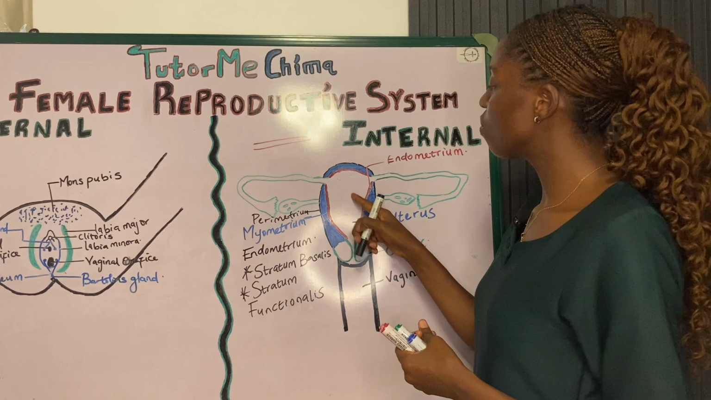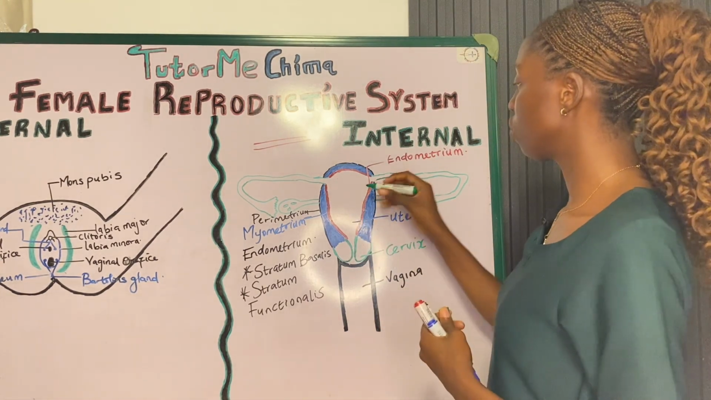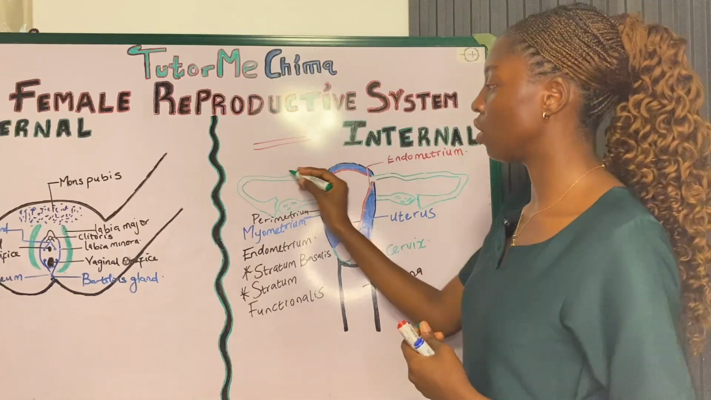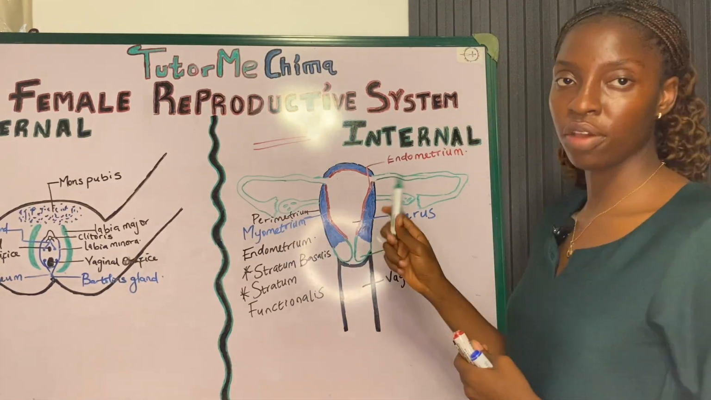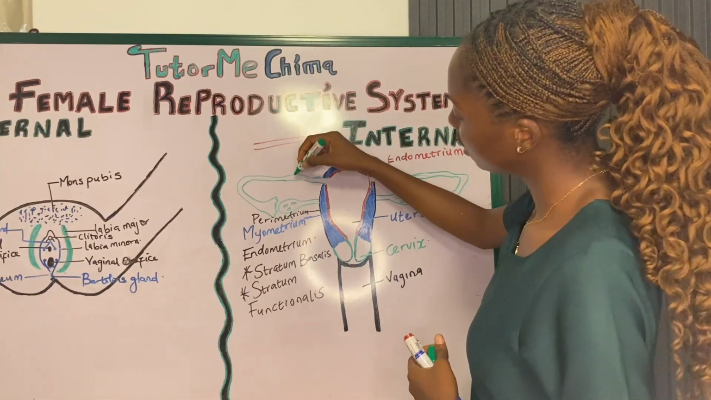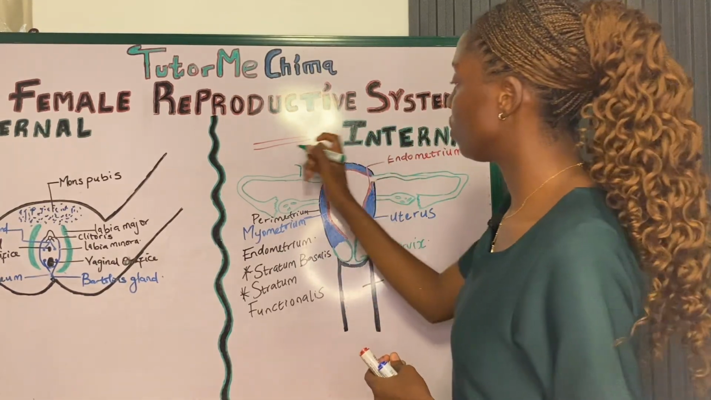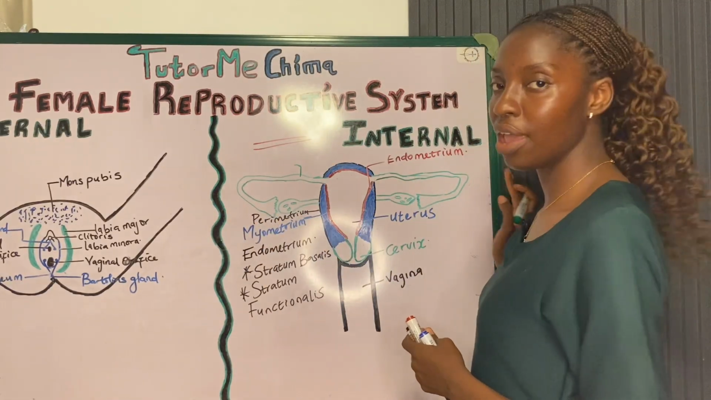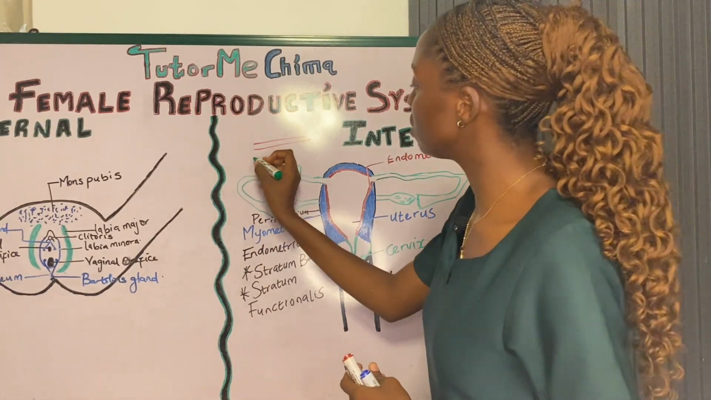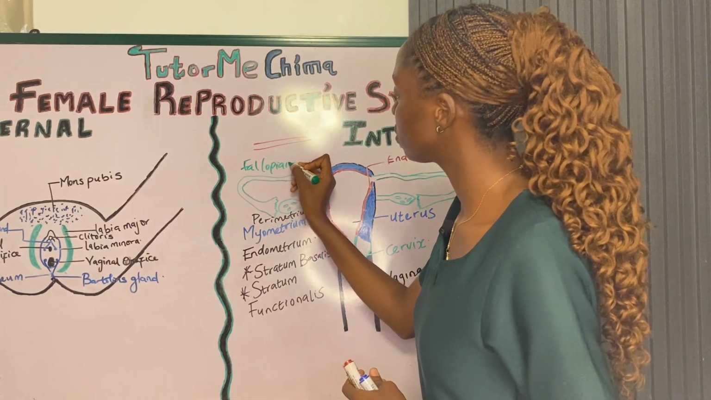Okay, now moving up, you can see these tubes coming out from the uterus, and there are 2 in number. These tubes that you can see coming out from the uterus are called the fallopian tubes. So we have 2 fallopian tubes. We have the right fallopian tube and we have the left fallopian tube. So this is called the fallopian tube.